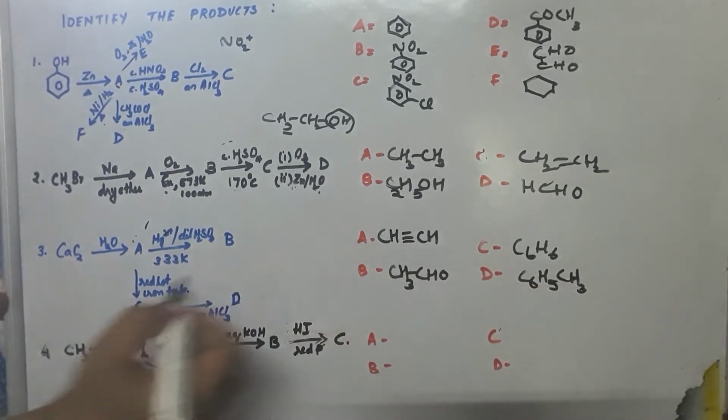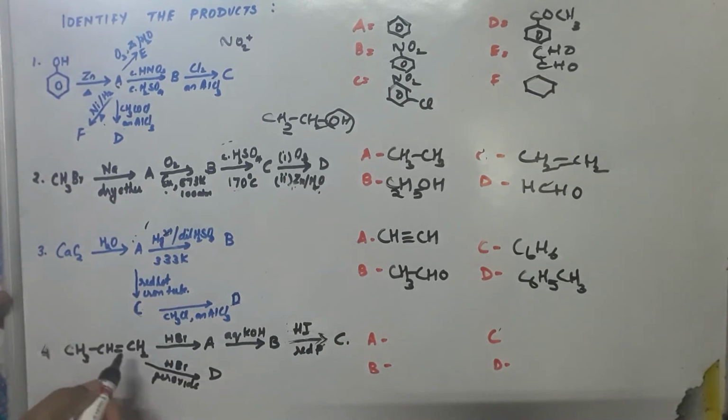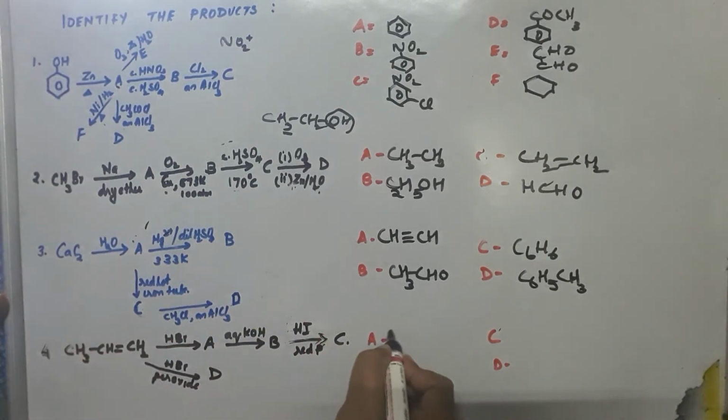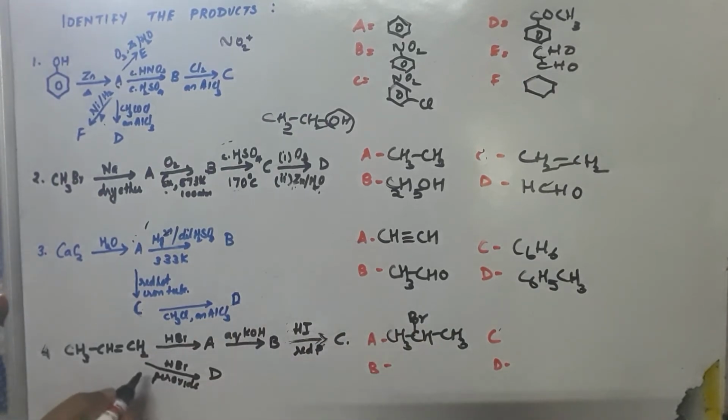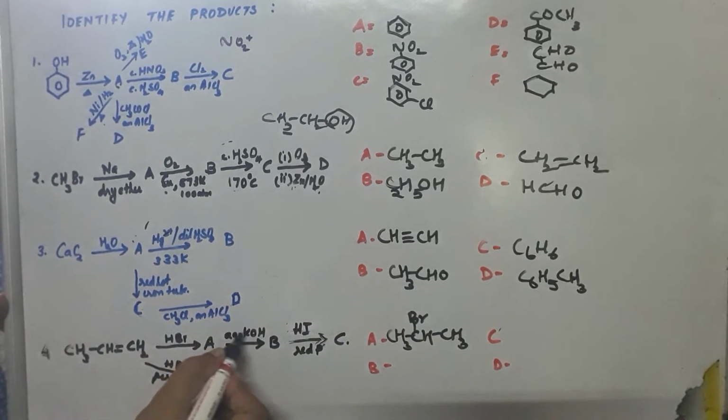Now look at the fourth question. Propene is treated with HBr and it forms A. Now when a hydrogen halide is added to an unsymmetrical double bond, you have to be careful with Markovnikov's rule. The negative part goes to the carbon with fewer hydrogens. So bromine comes here. So A is CH3CHBrCH3. So 2-bromopropane is formed. And it is then treated with aqueous KOH.